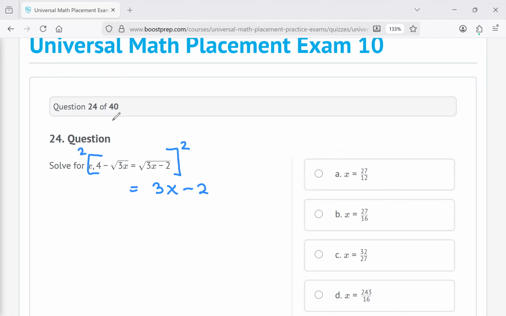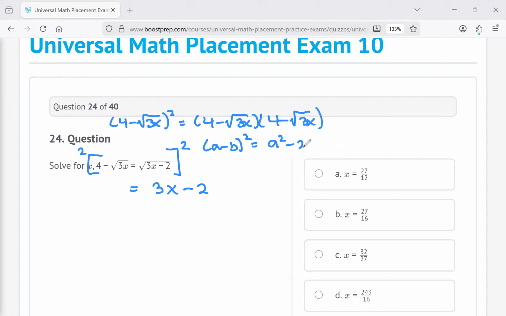Do not square 4 and the radical 3x and be done with it. No, it's the same thing as 4 minus square root of 3x times 4 minus square root of 3x. Then you would FOIL it out, collect like terms, etc. But I'm going to do the shortcut. The shortcut is (a minus b) squared equals a squared minus 2ab plus b squared.